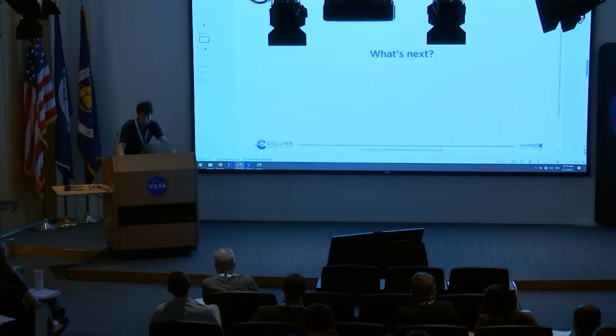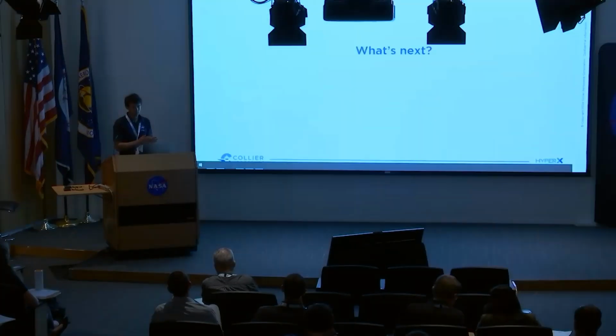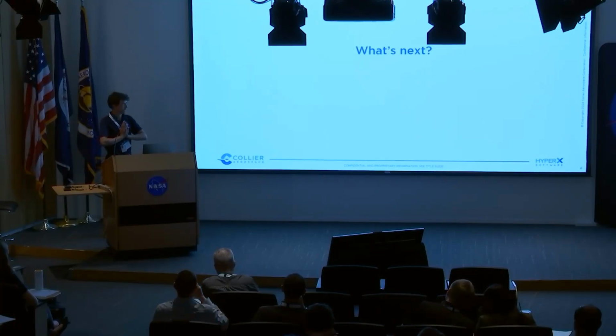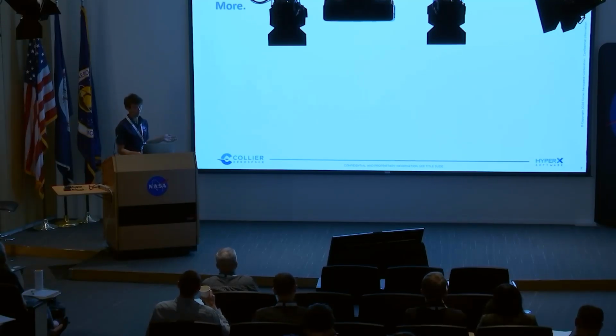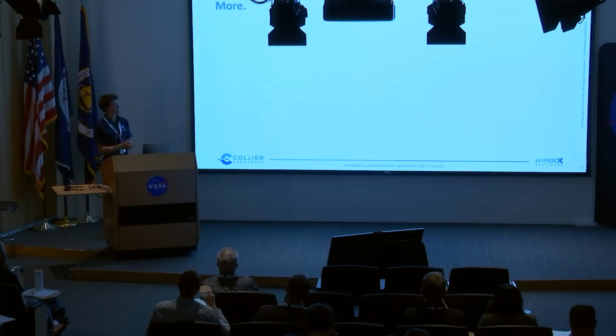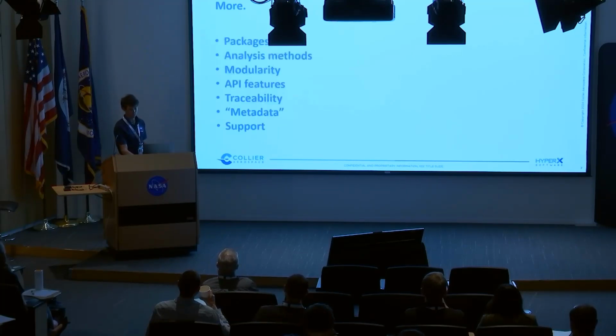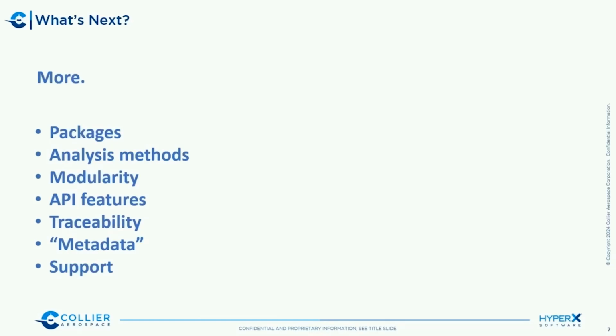What else? So what's next for the Methods and Automations team here at Collier Aerospace? Mostly more. We're doing more of a lot of the same stuff that we have been doing. We're doing more packages. There's a lot more analysis code to write, more analysis methods to bring over from our old system to the new system. There's a lot more modularity that we're hoping to expose, things like loads processing, things like other areas of solver that people might want to customize.